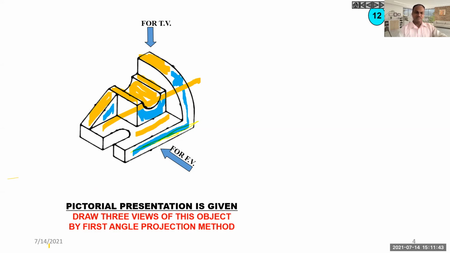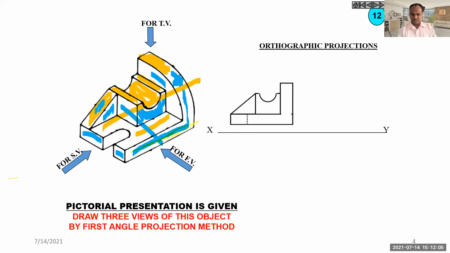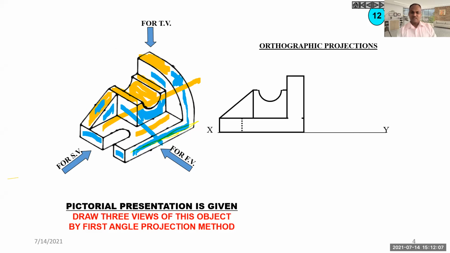In case of side view, what will happen? In case of side view, I can see this portion, this portion, this semicircular portion as a rectangle, this portion, this will be seen, and this again will be seen. So all these things will be drawn in case of orthographic projection here. You can see here, I have drawn this one, this one, this one, and this one.